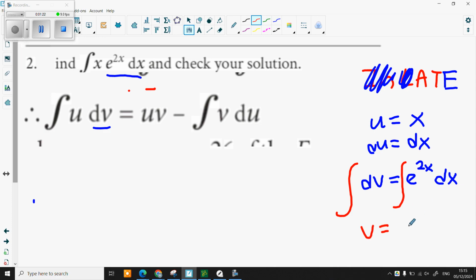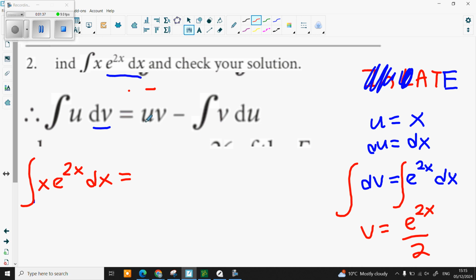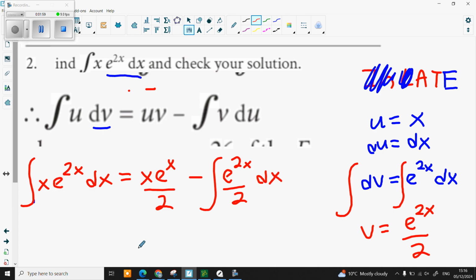V equals e to 2x divided by 2. Now I have all the information available to have a crack at doing this. What's u? Anybody, u? x. V? e to 2x over 2. Take away. What's v? e to 2x over 2. And what's du? It is dx. Now it's x times e to 2x over 2.